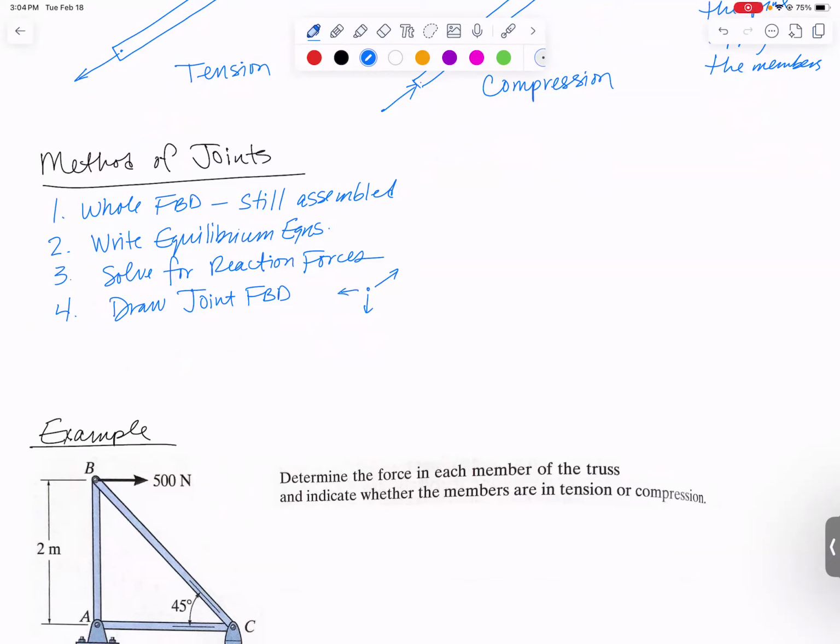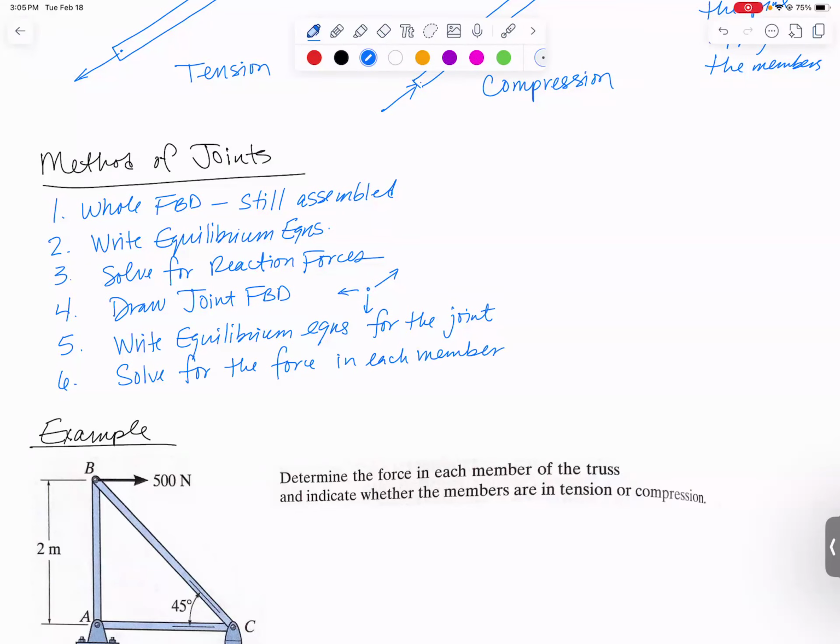So once you have that, you'll remember from our chapter on particle equilibrium that since all the forces meet at a single point, we will only be able to sum forces. We won't be able to sum moments. So our 5th step is going to be writing those equilibrium equations for the joint. And 6 will be to solve for the force in the members. And then we're going to repeat steps 4 through 6 as needed until we have solved for every member force that we need.